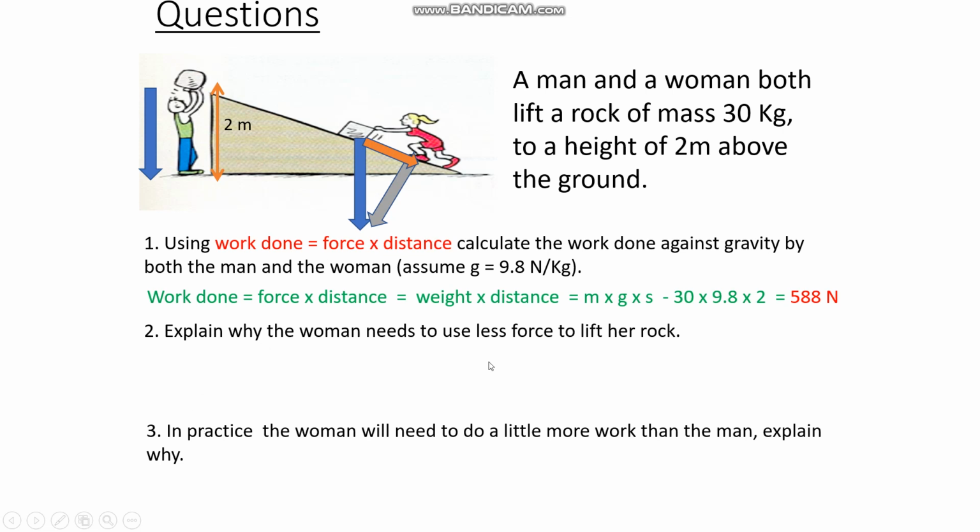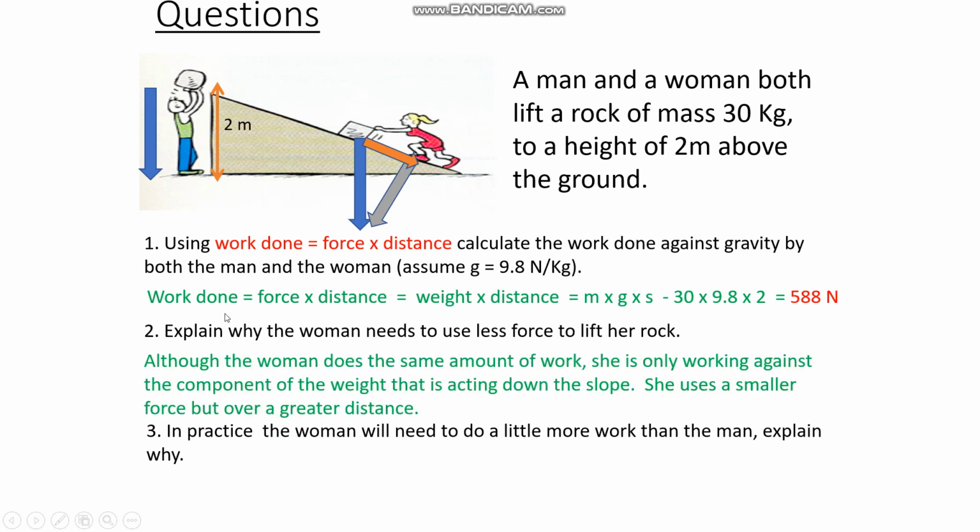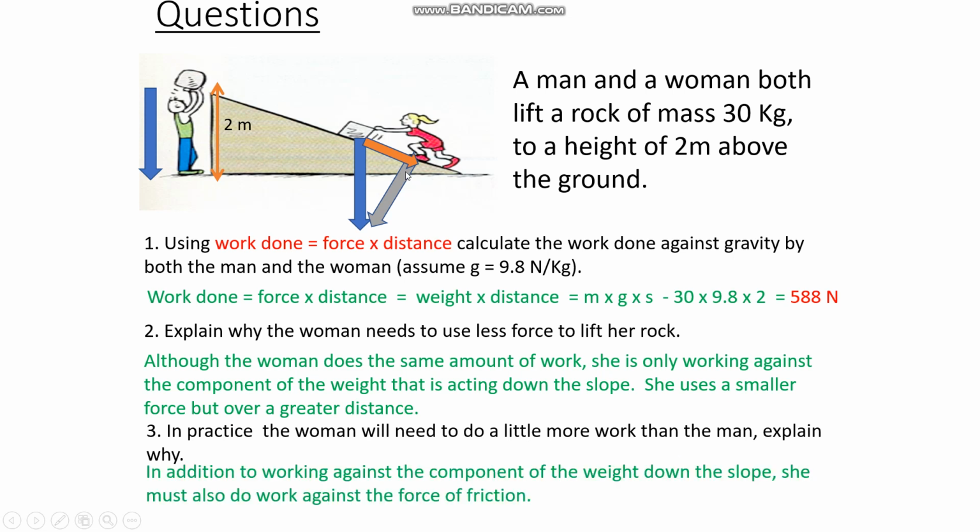Question 2, explain why the woman needs to use less force to lift her rock. Well, although she's doing the same amount of work as the man, because she's moving that rock through a larger distance, it means that she's going to require less force. So if work done equals force times distance, if the distance is larger, the force needs to be less. And finally, in practice, the woman will need to do a little more work than the man. Explain why. Well, simply, this is not a frictionless slope. She has to overcome the force of friction as well as the force of gravity, and that would add to the amount of work she has to do. But that's often ignored in questions.